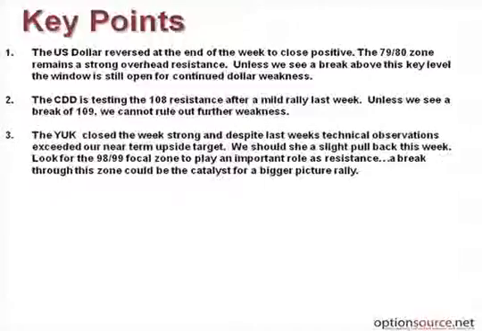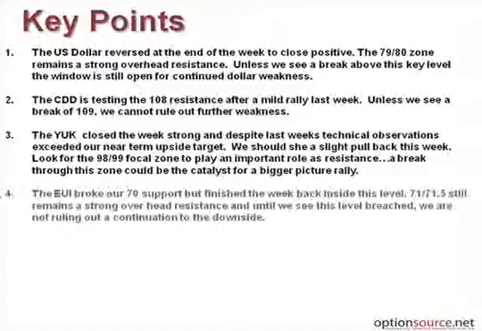The YUK closed the week strong, and despite last week's technical observations, exceeded our near-term upside target. We should see a slight pullback this week. Look for the 98-99 focal zone to play an important role as resistance. A break through this zone could be the catalyst for a bigger picture rally. The EUI broke our 70 support but finished the week back inside this level. 71 to 71.5 still remains a strong overhead resistance, and until we see this level breached, we are not ruling out a continuation to the downside.